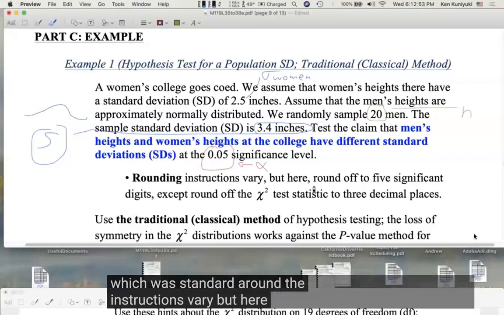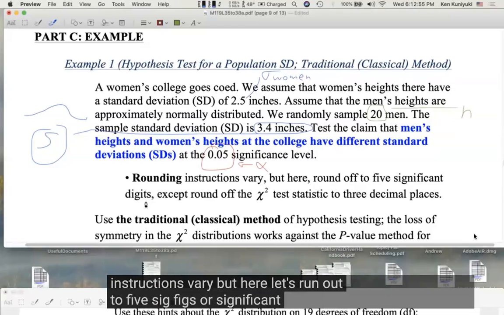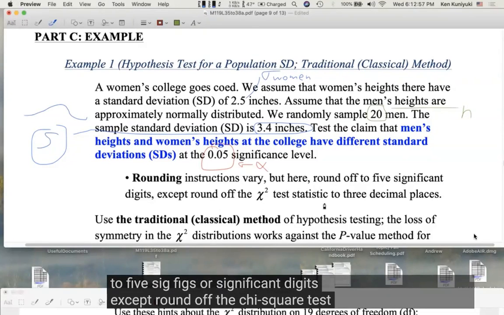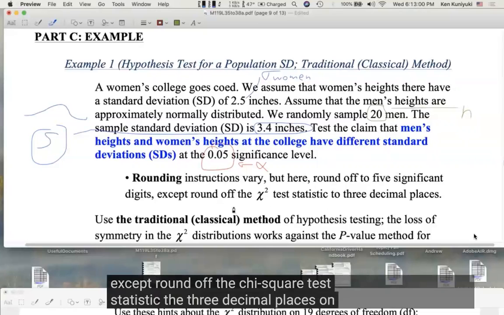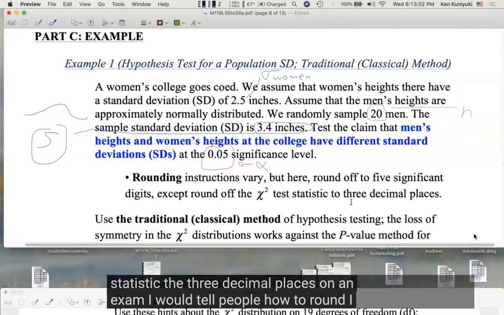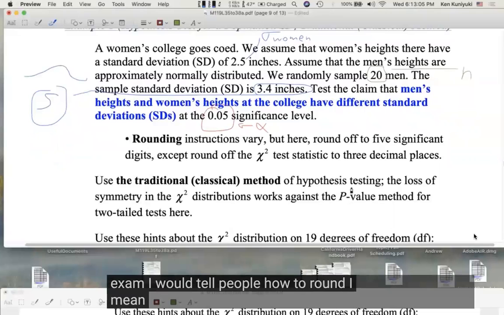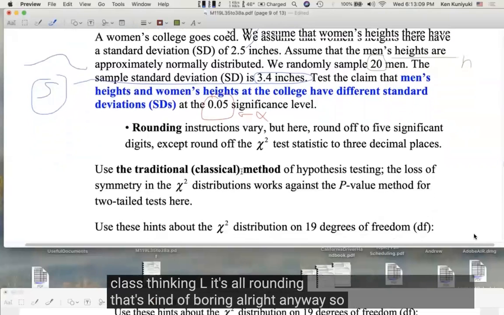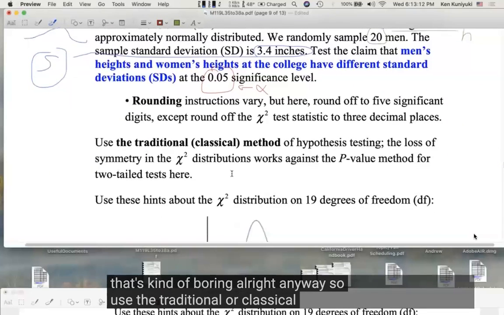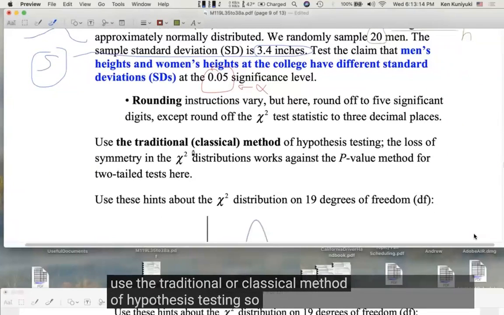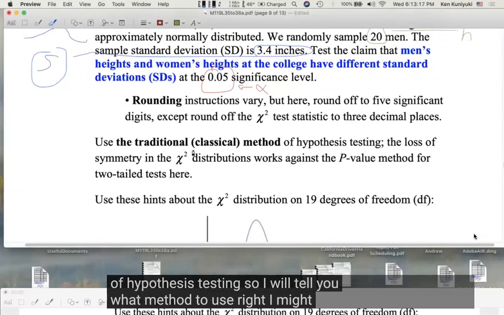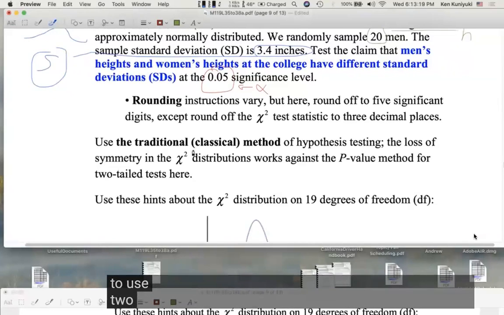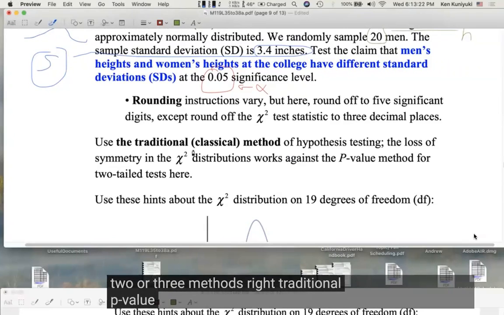Rounding instructions vary, but here, let's round off to 5 sig figs or significant digits, except round off the chi-square test statistic to 3 decimal places. On an exam, I would tell people how to round. I don't want you to leave this class thinking, oh, it's all rounding. That's kind of boring. All right, anyway. So use the traditional or classical method of hypothesis testing. So I will tell you what method to use, right? I might ask you to use 2 or 3 methods, right? Traditional, p-value, confidence interval. Use the traditional or classical method of hypothesis testing.